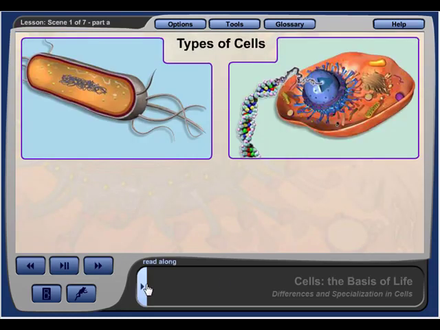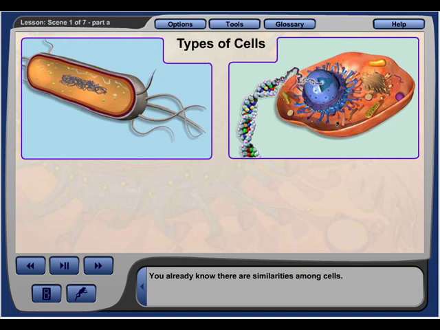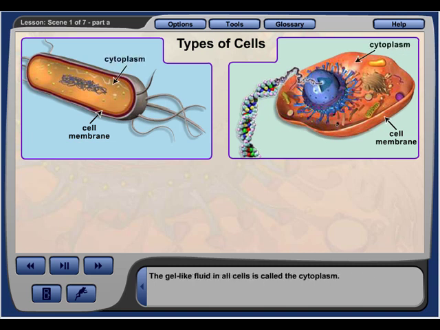Cells have certain structures in common. You already know there are similarities among cells. The membrane surrounding a cell is called a cell membrane. The gel-like fluid in all cells is called the cytoplasm. Ribosomes are also common to all cells.